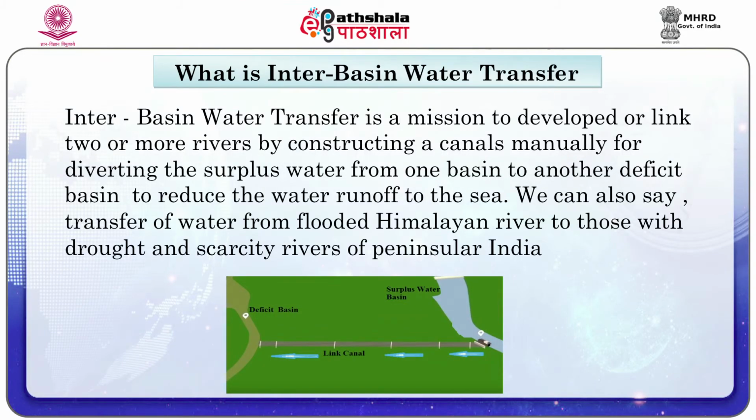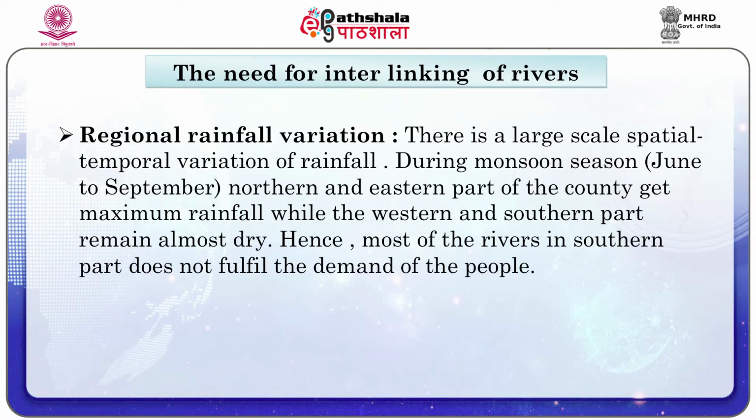Now, let us understand what interbasin water transfer is. Interbasin water transfer is a mission to link 2 or more rivers by constructing canals manually for diverting the surface water from one basin to another deficit basin to reduce the water runoff to the sea. We can also say it is the transfer of water from flooded Himalayan rivers to those with drought and scarcity in peninsular India. Why do we need interlinking of rivers?